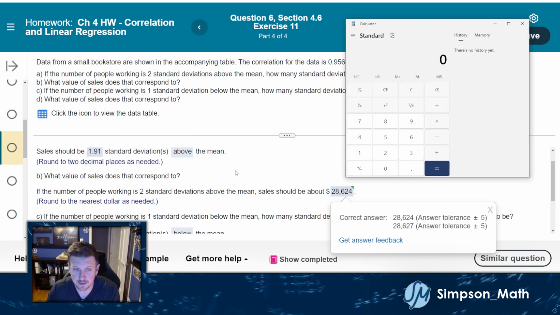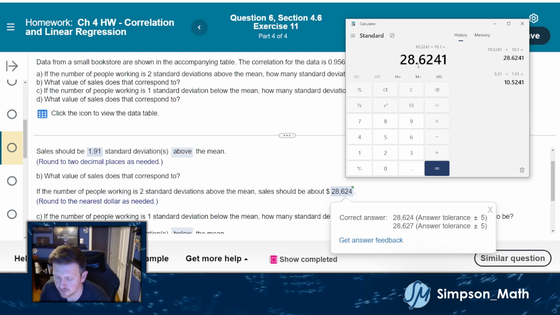So on here, I'm taking my mean, which is my 5.51, multiplying it by 1.91, and I get 10.5241. I'm going to add our mean of 18.1, and I get 28.264. Well, notice it needs to be in thousands of dollars. This is $28,000. So if you need to, you could just say times 1,000 or move the decimal place over 3 times. That's where we get 28,624.